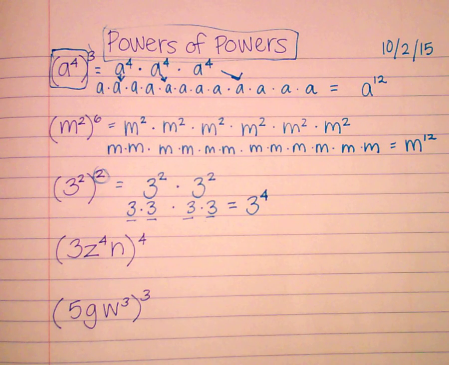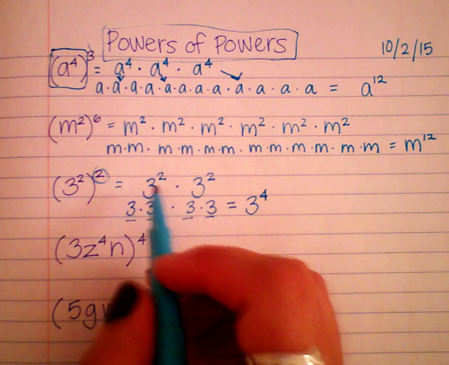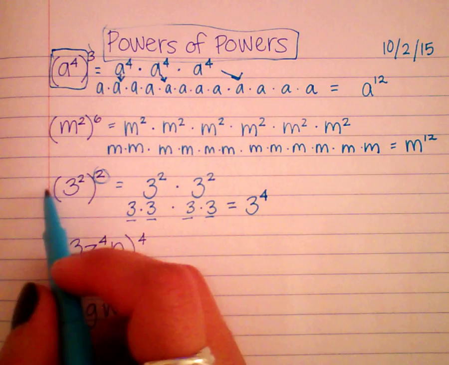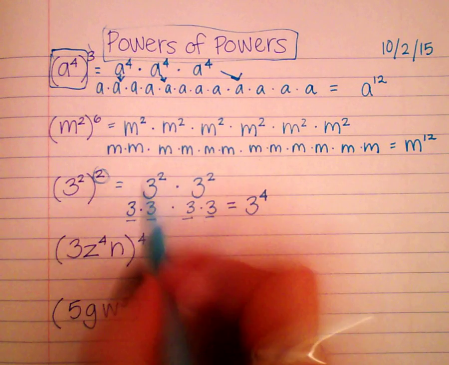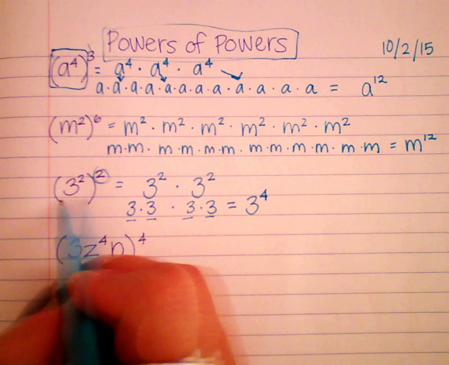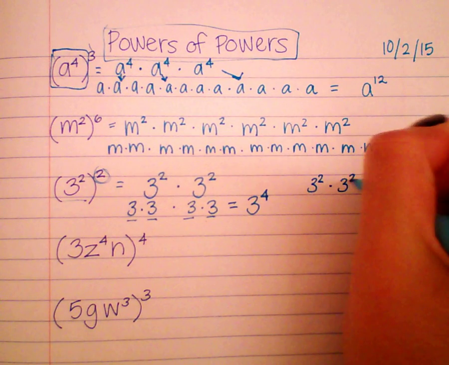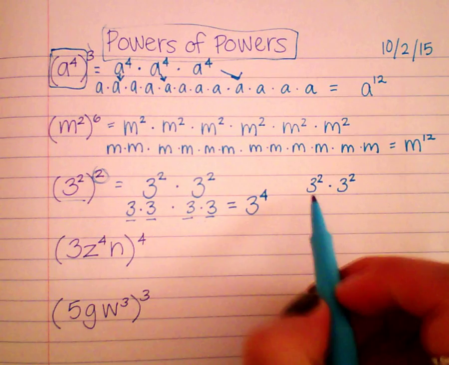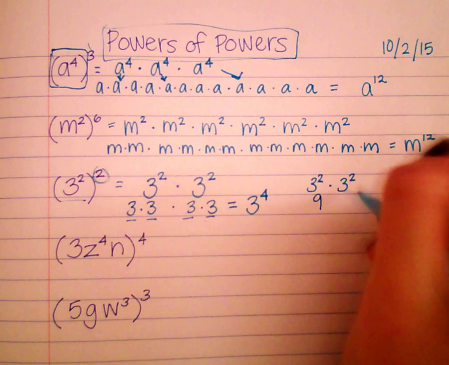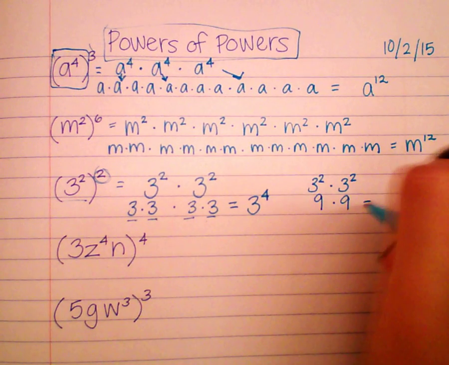Now, if I were to actually evaluate this expression, I would have 3 squared, all of that squared. So I would expand my base, 3 squared, and I need it 2 times. And I know 3 squared is 9, so 9 times 9 is 81.